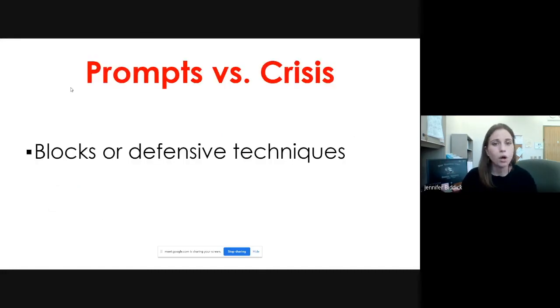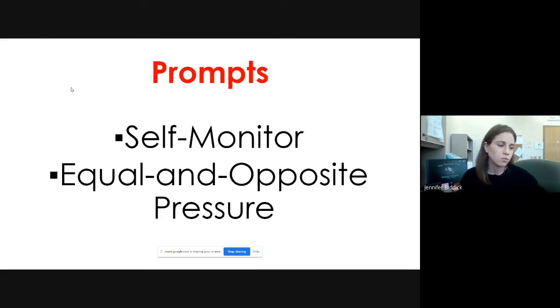Crisis might be when we're starting to use more defensive techniques. And when we're doing any type of prompting and any type of other crisis intervention techniques, we need to be very careful of self-monitoring and using equal and opposite pressure. Sometimes when we're providing prompts, we're supposed to, in some hand-over-hand guidance, have full physical contact with the student, but we just want to be mindful of the pressure that we're providing.